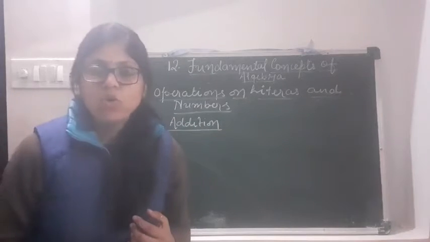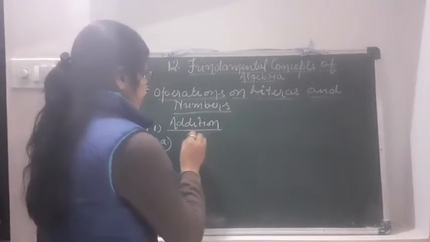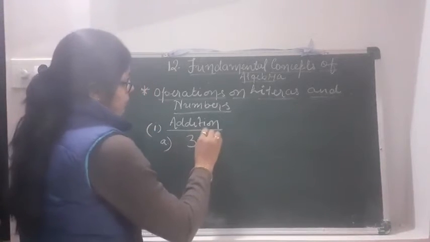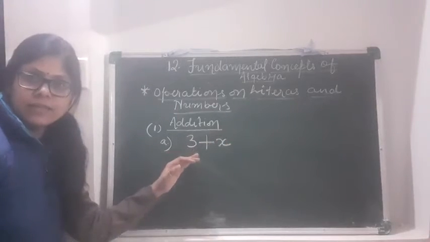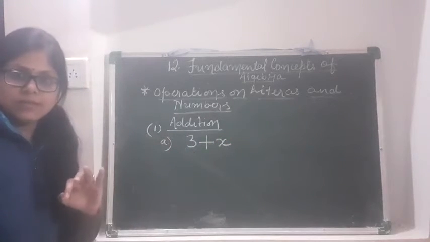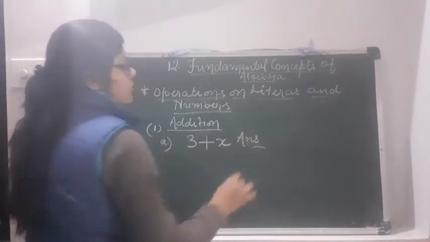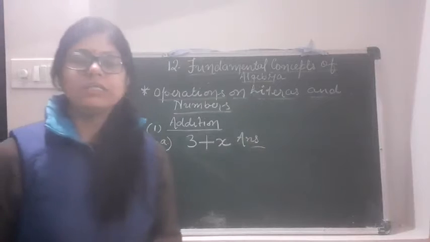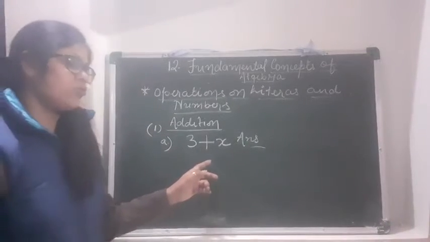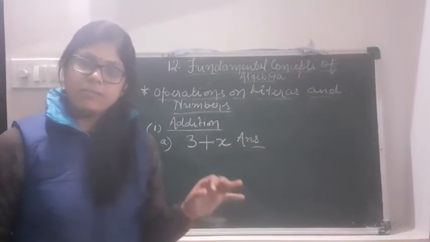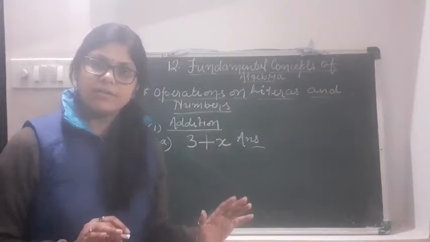When we add a constant with a variable, if 3 is there and we add a variable with it, we will write like this, 3 plus x. So this is only the answer. If 3 gets added by x, what will be the result? So 3 plus x we will write. Because we don't know the value of x, we will not do anything. We will just leave it as it is.